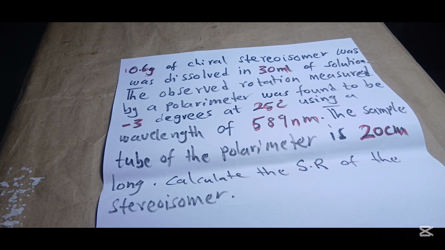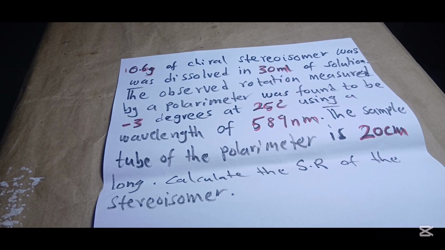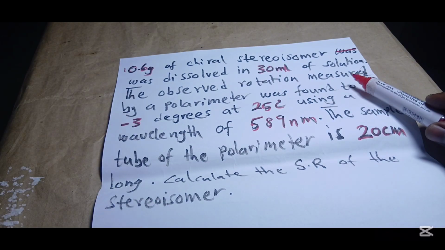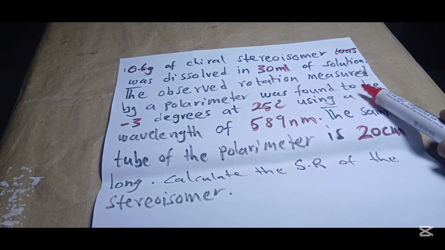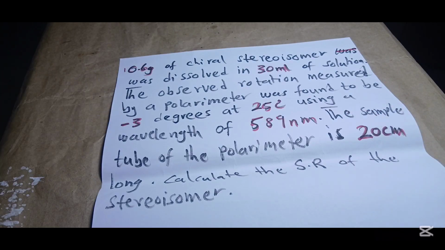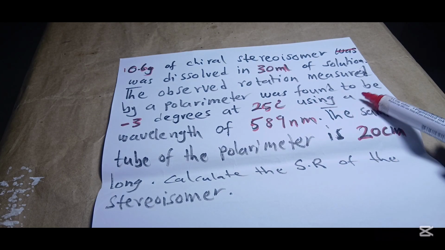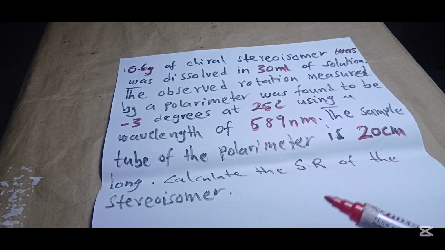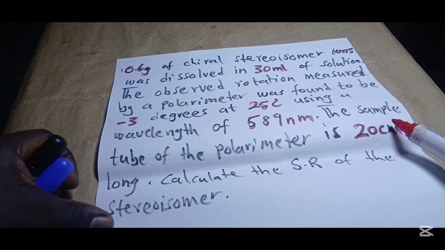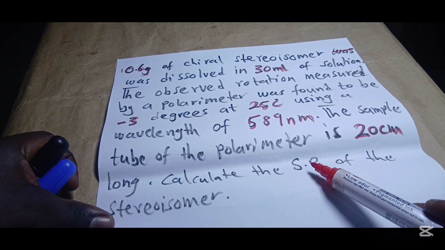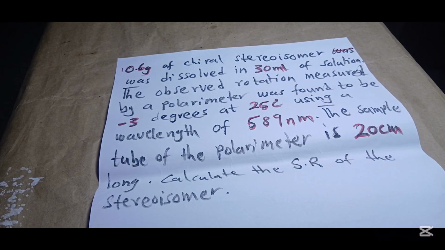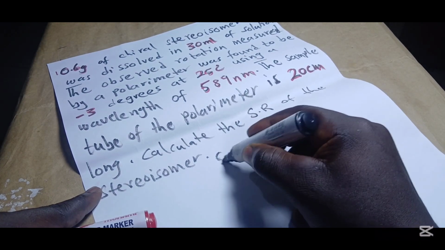0.6 grams of a chiral stereoisomer was dissolved in 30 ml of solution. The observed rotation measured by a polarimeter was found to be -3 degrees at 25 degrees Celsius using a wavelength of 589 nanometers. The sample tube of the polarimeter is 20 centimeters long. Calculate the SR, which is the specific rotation of the stereoisomer. Solution.